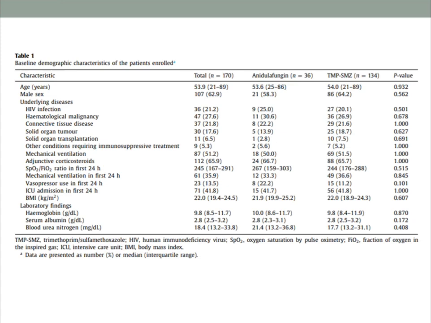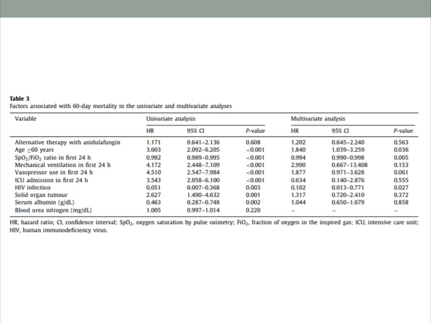This was just the baseline characteristics between the patients. So, HIV infection in 20% overall, not too different between the two groups, a lot of hematologic malignancies, a lot of organ transplant. And then these were the risk factors associated with 60-day mortality. Receiving the echinocandin with anidulafungin was not associated with a higher risk of death in the multivariable analysis. Not surprisingly, having worse oxygenation parameters was associated with a worse outcome.